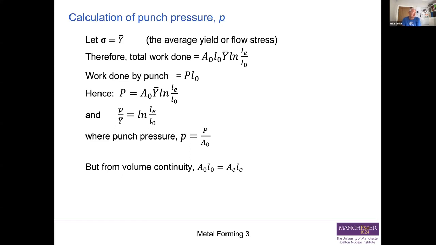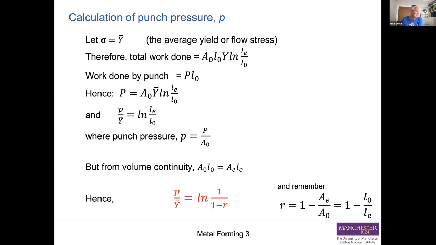Volume continuity says that the volume doesn't change. We also have a definition of the reduction: R equals 1 minus A_E over A naught, which equals 1 minus L naught over L_E. That follows because A naught L naught equals A_E L_E. So we end up with a simple equation: the punch pressure divided by the flow stress is equal to the log of 1 over 1 minus the reduction, which is actually very simple. And that's just a simple work done calculation. We can use that to do some sums.